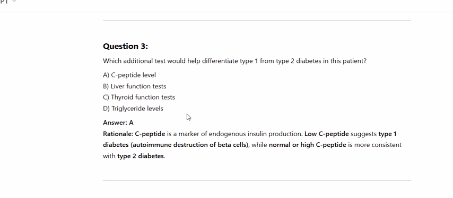Low C-peptide suggests type 1 diabetes, autoimmune destruction of beta cells, while normal or high C-peptide is more consistent with type 2 diabetes.